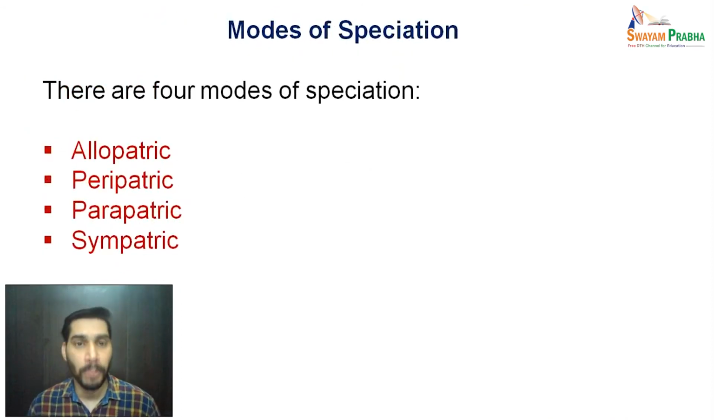There are 4 modes of speciation. These are called allopatric speciation and sympatric speciation, which partly we just saw. What do we mean by allopatric and sympatric? But there are 2 more categories which are called peripatric and parapatric speciation, which are basically part of geographical isolation only. So these first three categories, which are named allopatric, peripatric and parapatric, are part of geographical isolation, whereas the sympatric one occurs because of reproductive isolation.